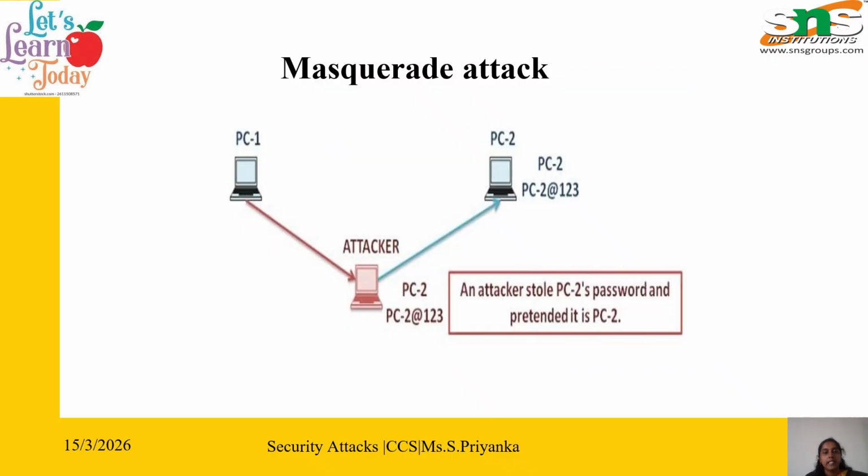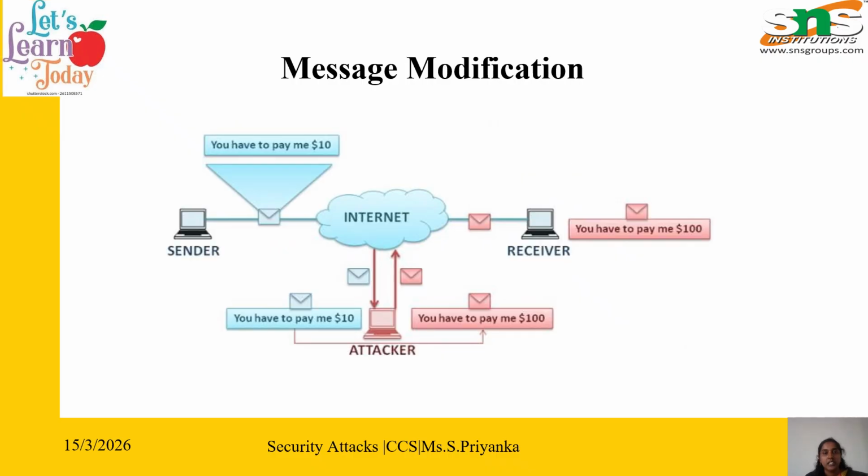Next is the masquerade attack. In this case, an attacker steals the PC2 password and pretends to be PC2, while a sender sends from PC1 and it has to be received by PC2. But the attacker gets the message and sends a message, and PC2 will think that the message has been sent by the real sender. So here the message content will be replaced and changed.